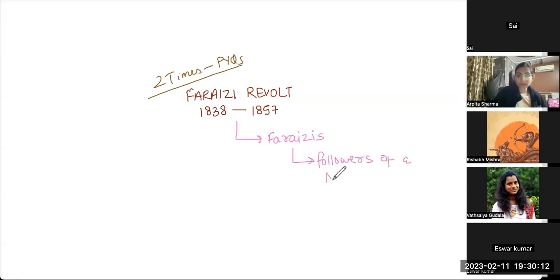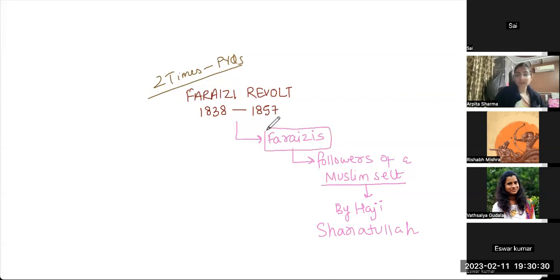The Fairaizis were the followers of a Muslim sect. Okay, this Muslim sect was led by Haji Shariatullah. He was the spiritual leader of this Muslim sect whose followers were known as Fairaizis. And this particular revolt spread.